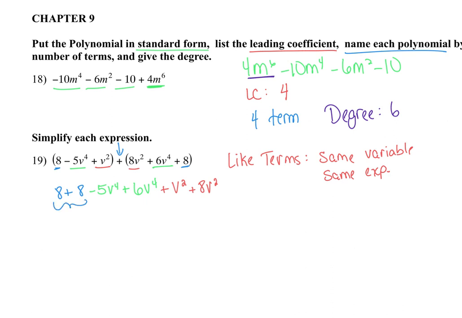8 and 8 give me 16. Negative 5v to the 4th and positive 6v to the 4th give me a positive 1v to the 4th. And a positive v squared and a positive 8v squared give me a positive 9v squared. And then just like the questions above it, I really need to put that in standard form. So I'm going to have that v to the 4th, I'm going to have the 9v squared, and then I'm going to have the 16.